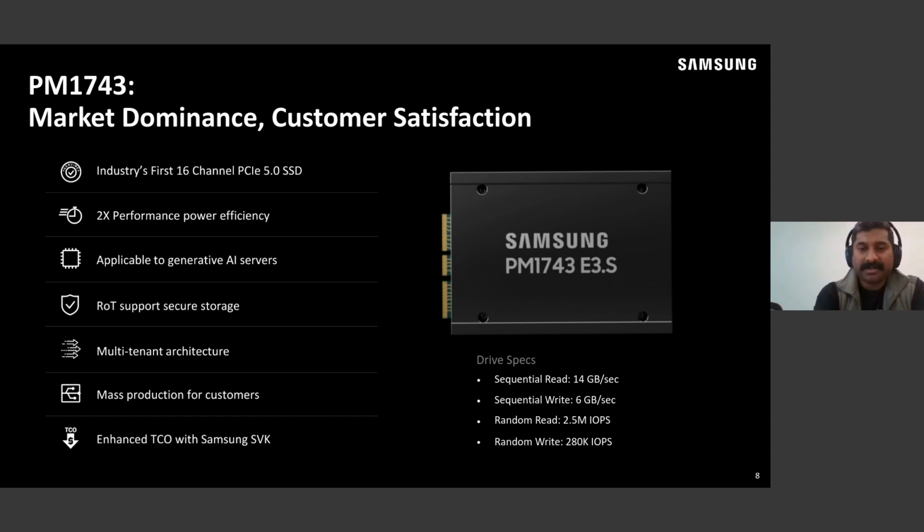And the random write is 180K IOPS. This is available in public, and the data sheet is also available. So in case anyone wants more details on this device, we can definitely share more. Right, let's move forward.